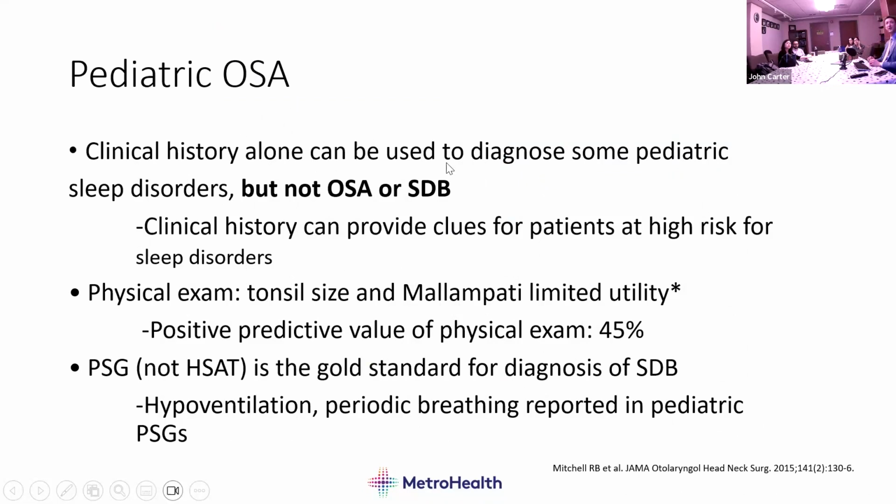A couple of important points. OSA in kids needs to be diagnosed by a sleep study. Clinical history can point you in that direction, but there's not a perfect one-to-one correlation. The positive predictive value of the physical exam, meaning narrow upper airway by Mallampati score and large tonsils, is only about 45%. So again, we're in the mindset of ruling out OSA, as opposed to having a high clinical suspicion and ruling it in.